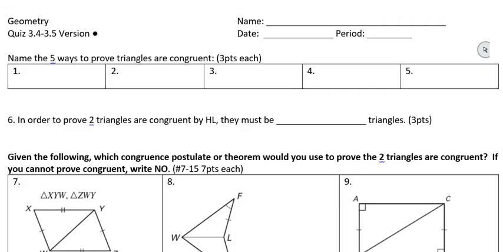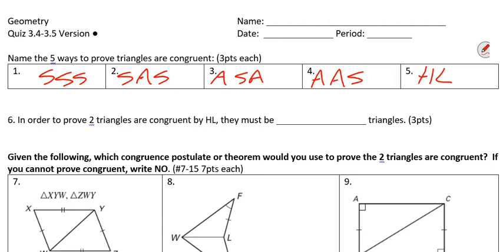So first of all, I want to bring to your attention that I had two different versions of the quiz. I had the bullet version, and then I had another version. I can't remember what it was on it, but I'm going to go through both of them. So I've got side, side, side; side, angle, side; angle, side, angle; angle, angle, side; and HL. Those are our 5 ways of proving congruence. Number 6 says in order to prove two triangles are congruent by HL, they must be right triangles.